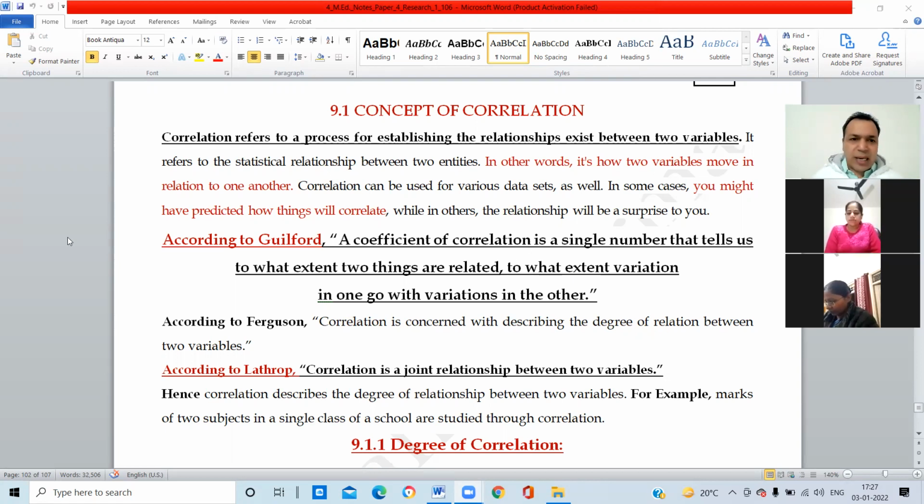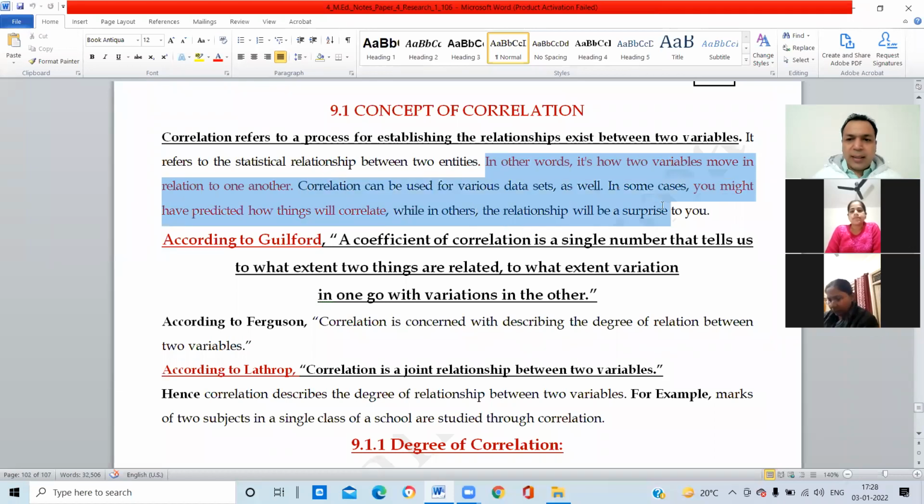So in simple terms, I have given you one example. Just understand, correlation refers to the process of establishing the relationship that exists between the two variables, right? And what is another purpose of correlation? In another word, it is how two variables move in relation to one another. What is the effect of one variable on the second variable? This is also correlation.